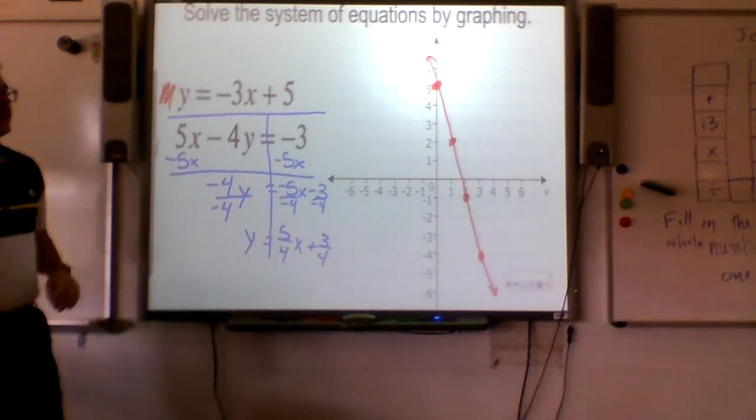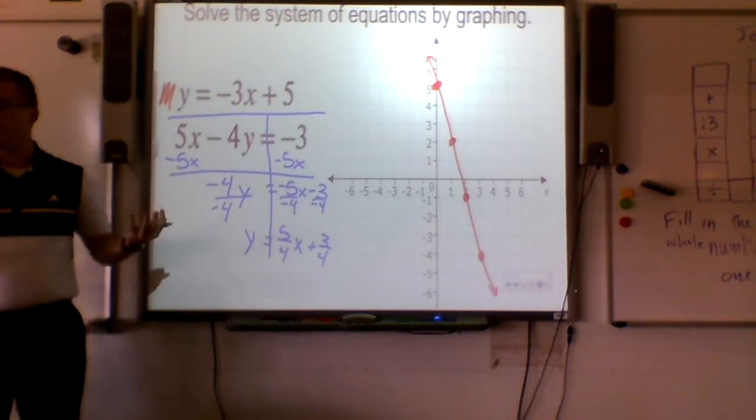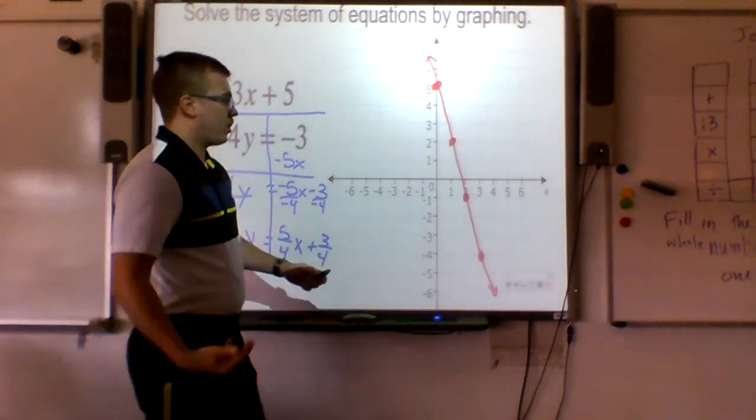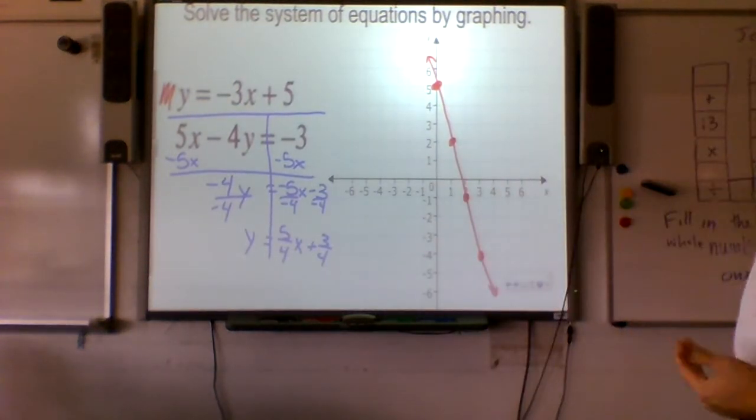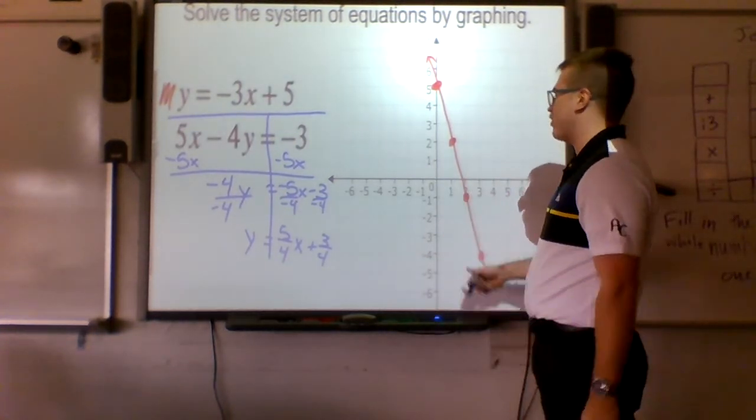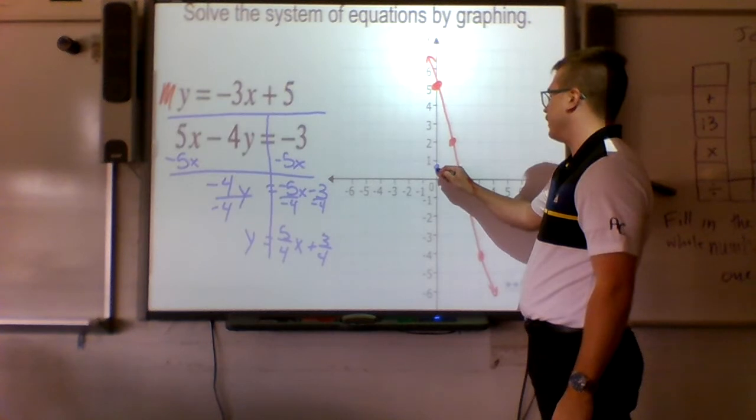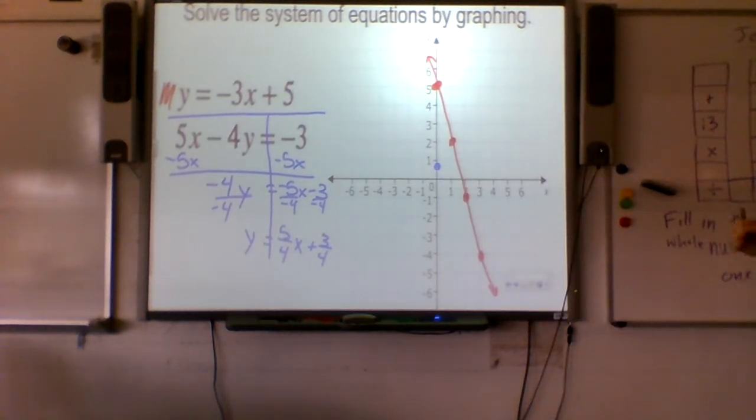Now, you might be thinking to yourself, graphing is super easy because you just look at the graph, where do they cross? Graphing is not always going to be our best method, and we'll see that in this case. So if I go to graph this, I have to start at 3/4, which is right here, and then I have to go up 5, right 4.